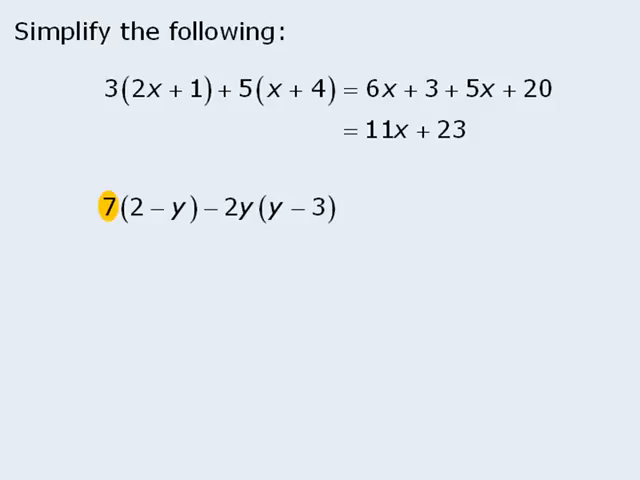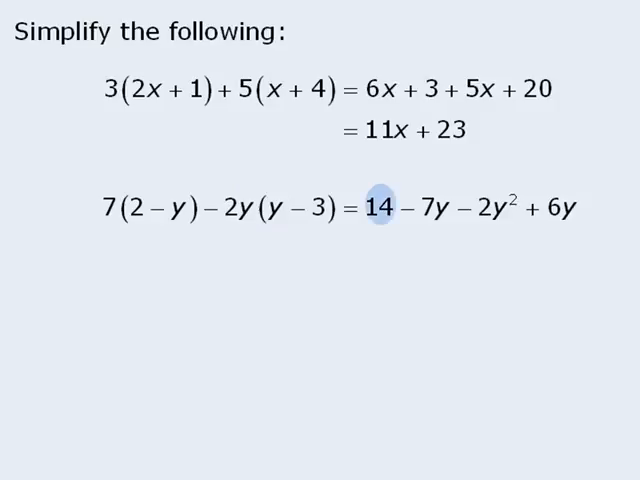So we will multiply 7 by 2 to get 14, and then we'll multiply 7 by negative y to get negative, or minus, 7y. From here, we'll multiply negative 2y by y to get negative, or minus, 2y squared. And then we'll multiply negative 2y times negative 3 to get positive, or plus, 6y. From here we can simplify.